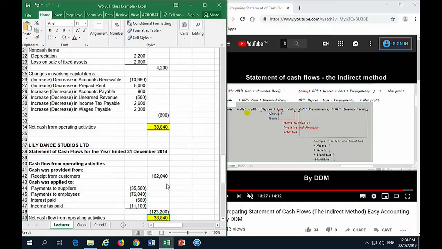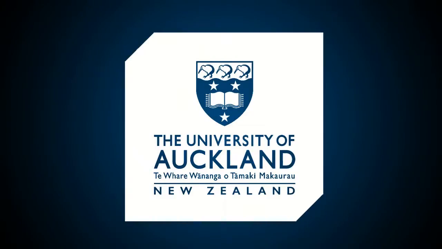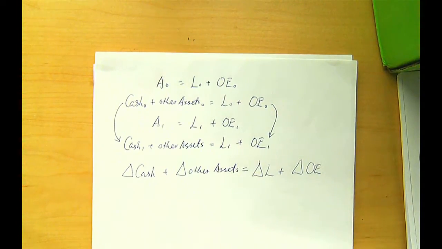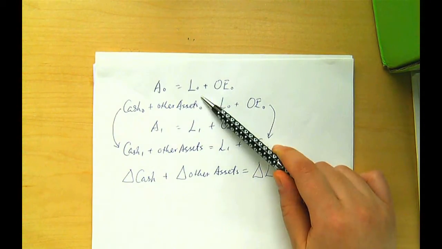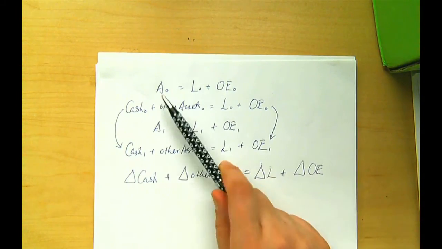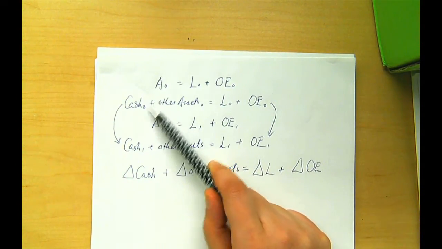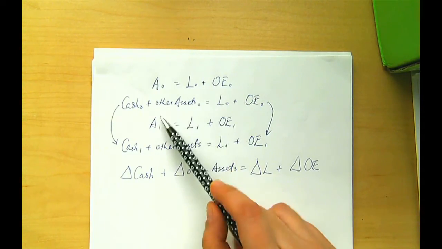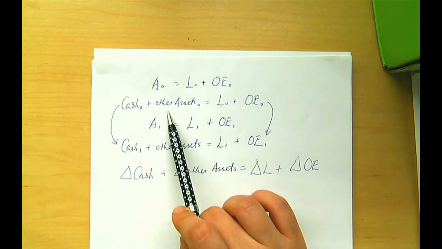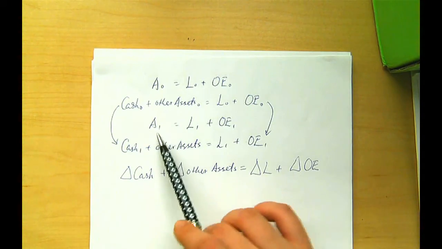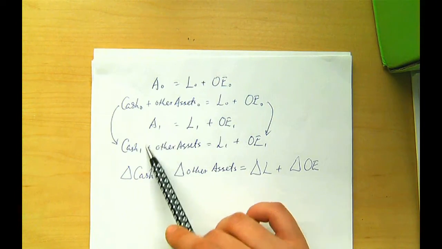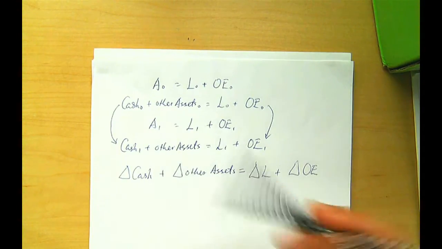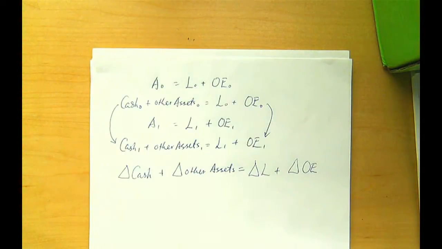Now let's look at how we deal with them, right? So before we go on with this case, let's look at the relationship here. So from time zero, we have this relationship, right? Asset equal to liabilities at time zero plus owner's equity at time zero. When we decompose this asset, total asset, into cash items plus other assets, this equation still holds, right? Agree? Yeah. So when time changes to time 1, accounting equation holds, and we decompose A1 into cash at time 1 plus other assets at time 1 equal to liabilities at time 1 plus owner's equity at time 1.